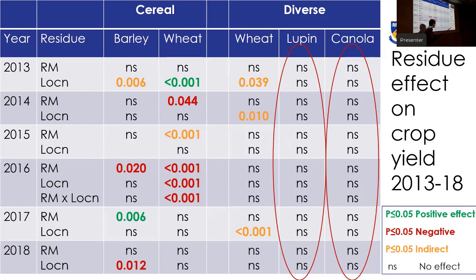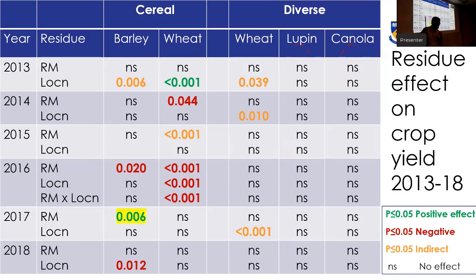And there are times where we've seen differences, and they are related to our treatments of location and residue management, but they're not actually related to residue quantity. So we need to understand what's going on there as well. And I'll show you just a few examples of each of those. So first of all, where have we had a positive impact?